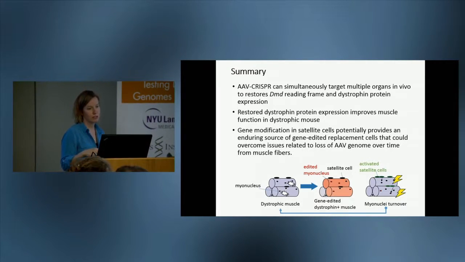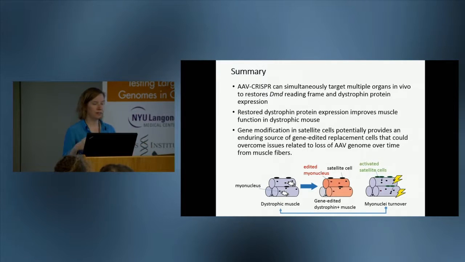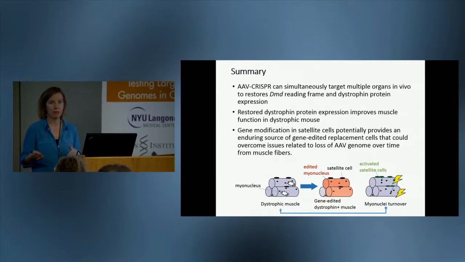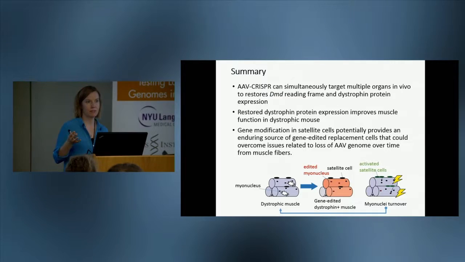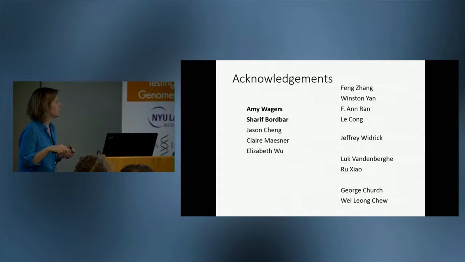And I think this is interesting because it gives us the possibility of converting a very severe disease allele to a more mild allele, and even an allele that normally occurs within the human genetic gene pool. So with that, I'm happy to answer questions.